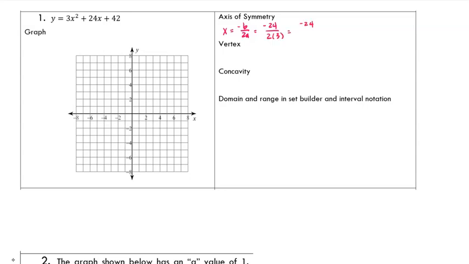So negative 24 and 6, negative 4. So this implies that x equals negative 4. There is my axis of symmetry.